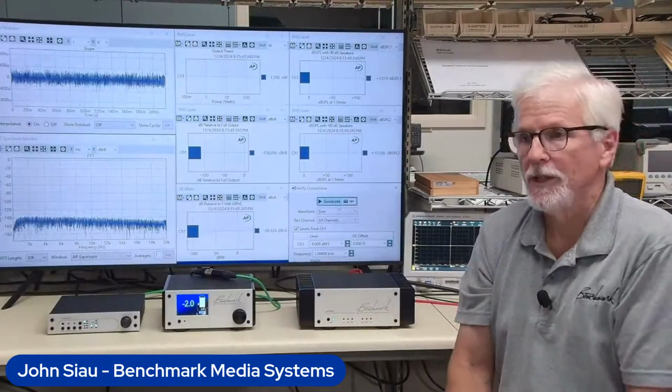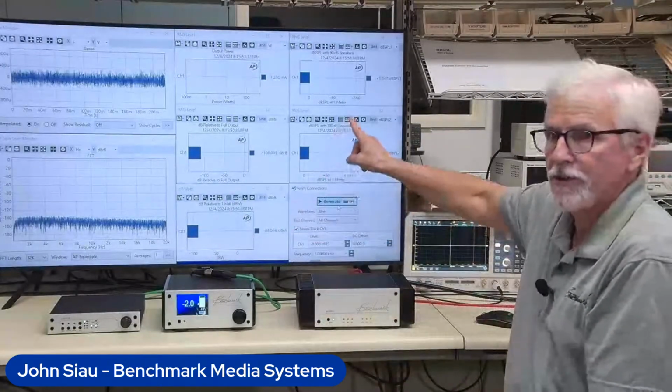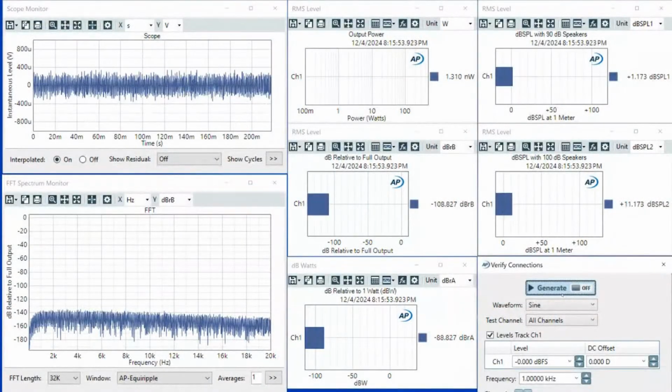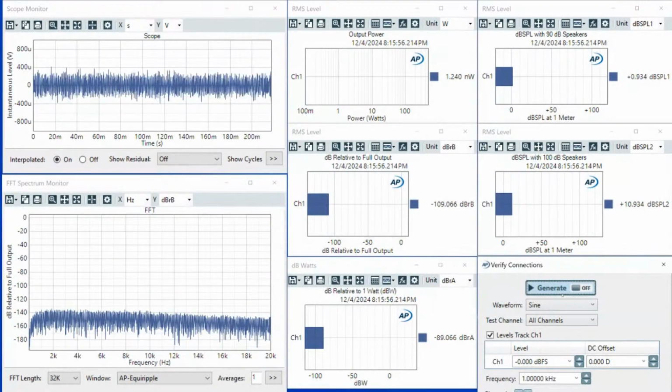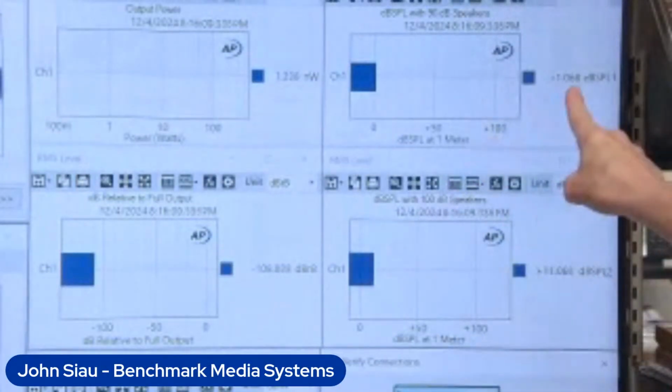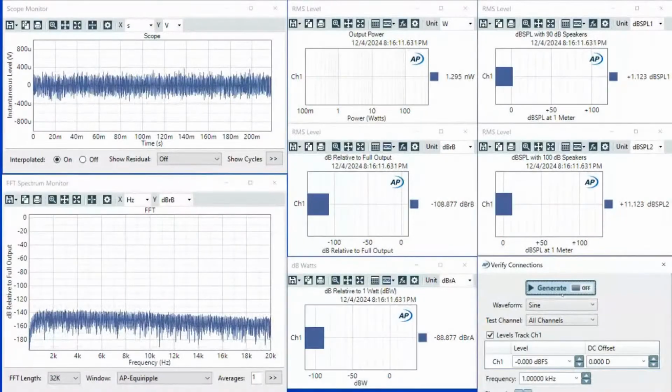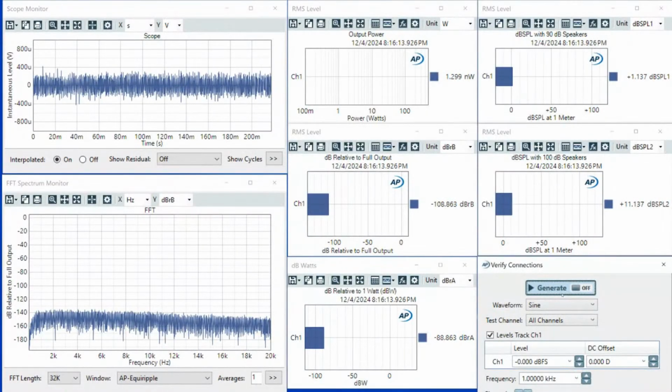Well, let's look at whether that's of any consequence. Let's look at the sound pressure level in my listening room. In the upper right-hand corner, you can see that we're at about 1 dB SPL on my 90 dB speakers, and I'm at about 10 or 11 dB SPL from the high efficiency speakers.